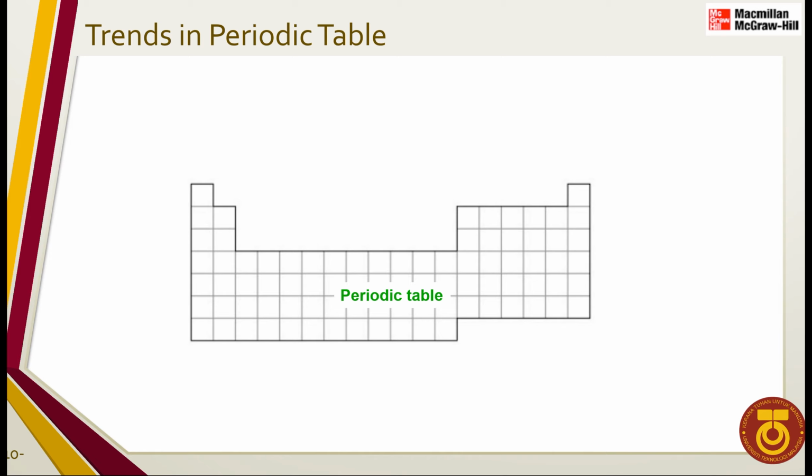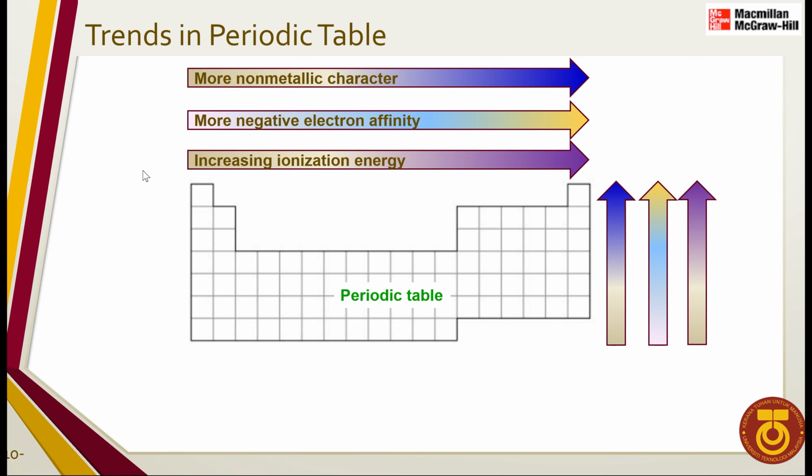Okay, in this slide, for trends in the periodic table, if we look from the left to the right, there is more non-metallic character. So here is metal and on the right is non-metallic. It also has a more negative electron affinity from the left to the right, and also increasing ionization energy. Okay, so this is how we translate the trends in the periodic table of each row from the left to the right.